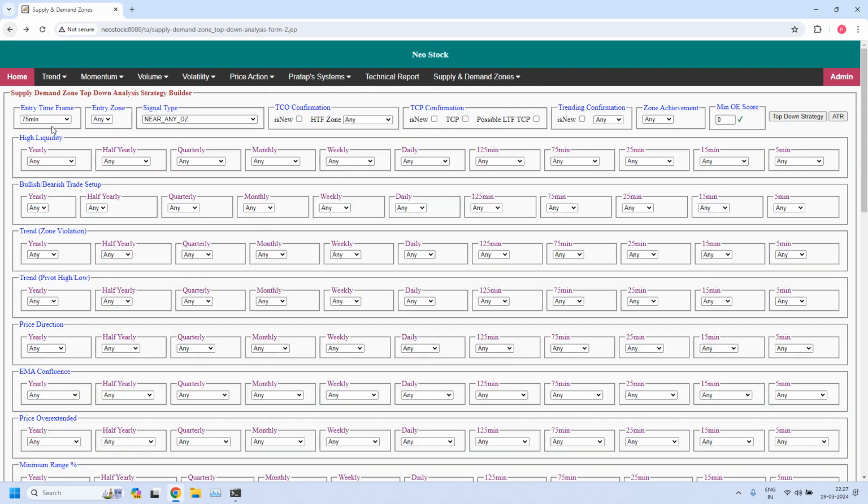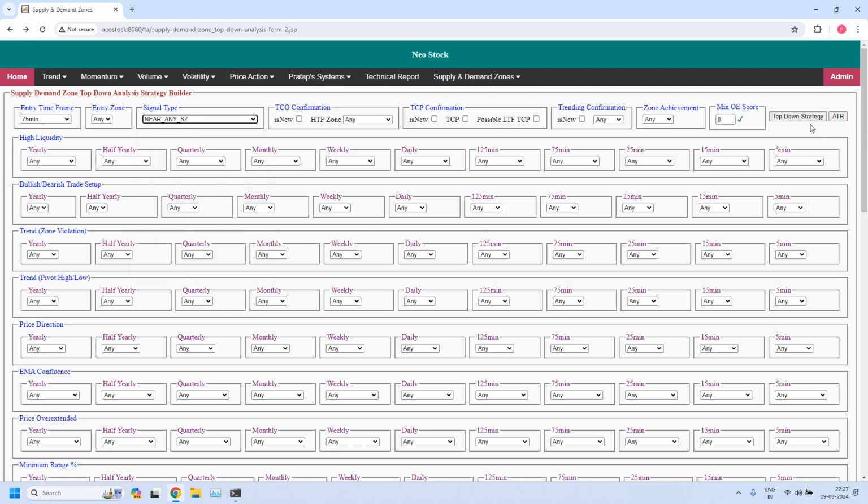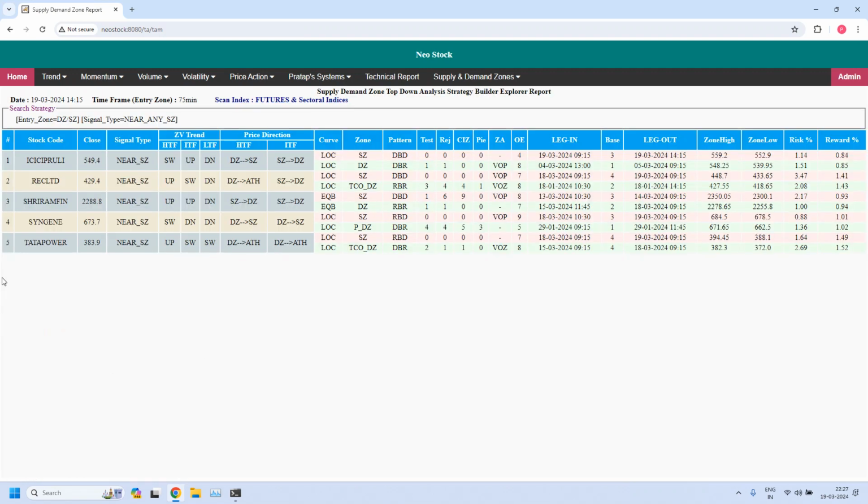Now let's go back. Entry time frame is 75 minutes. Let us find the stocks near 75 minutes supply zone. 5 stocks are filtered. Let us find any high liquidity supply zones. So we don't have any high liquidity 75 minute supply zones from this list.